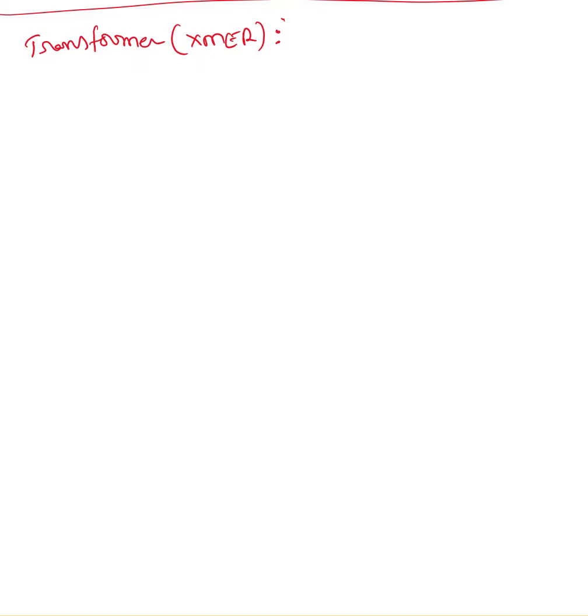So here is a transformer. XMER is a simple way of representing a transformer. Now, a transformer is a static device because there are no rotating parts. There are three important machines in electrical engineering: transformer, motor, and generator. Motor and generator both have rotating parts, but a transformer doesn't have any rotating parts, so it's a static device which transfers electrical energy from one circuit to another circuit.